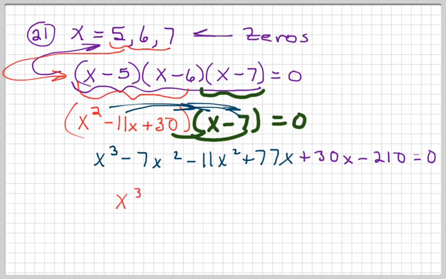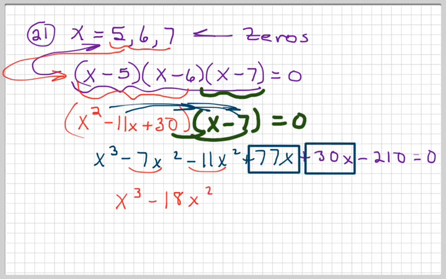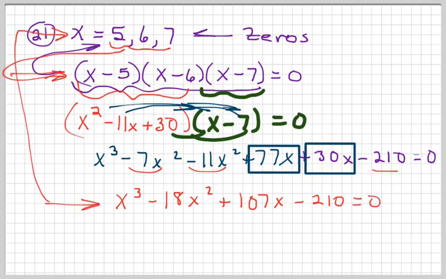We got an x cubed. There's a couple of x squared terms. I hope that's right. Yeah, I think that's right. That's negative 18x squared. Right here we have an x term and another x term, so that looks like 117, 107 rather. 107 x, and then finally our constant, minus 210. So there's the polynomial, and it has those zeros and those factors right there. So if you have the zeros, then you have the factors.